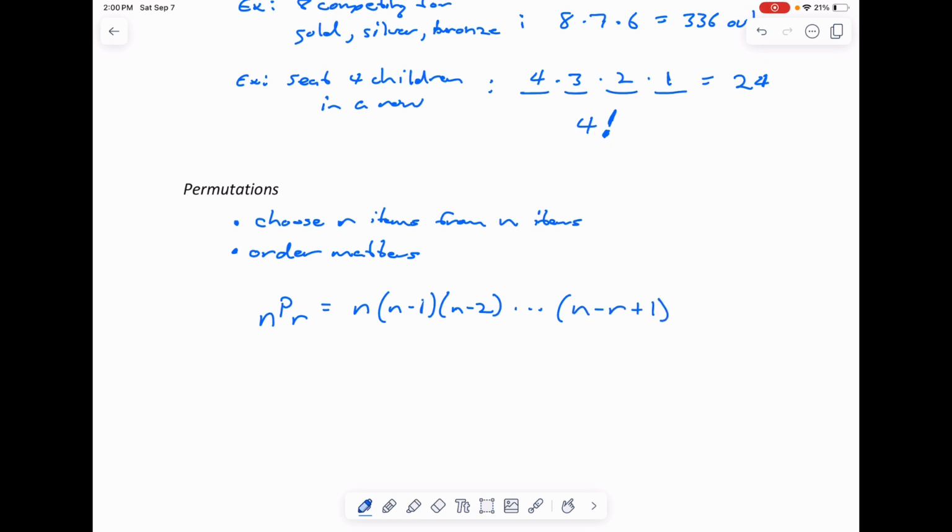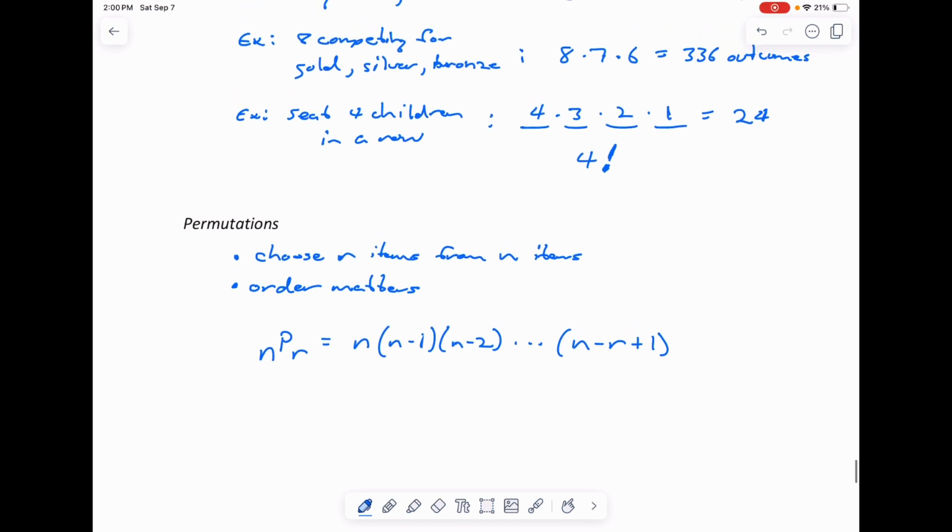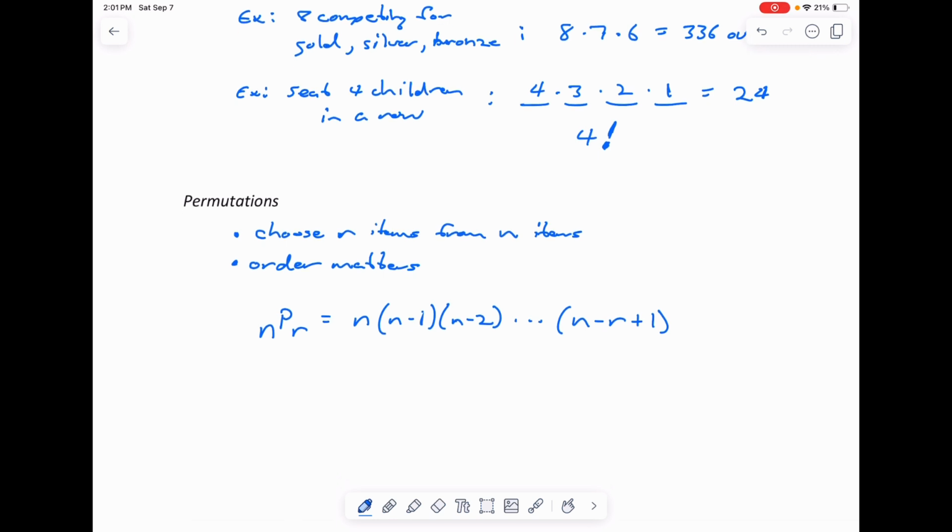So think about our 8 competitors. For our 8 competitors, we took 8 times 7 times 6. We took 8, that was n, 8 people to choose from. Subtracted 1 for 7, subtracted 1 more for 6. If you take 8 minus 3, because we were technically choosing 3 people here, 8 minus 3 is 5, plus 1 is 6, so we stopped at 6. Obviously we know to stop at 6 because we wanted to fill 3 slots, and that would be the other way to think about it.